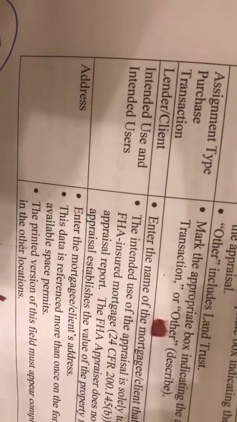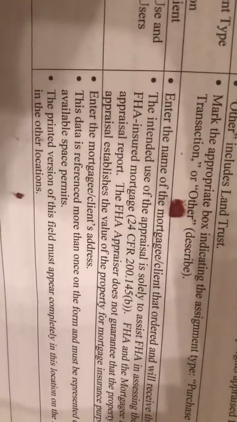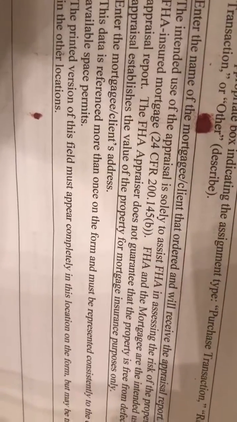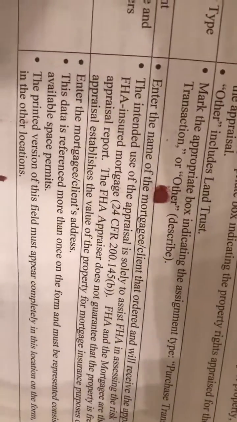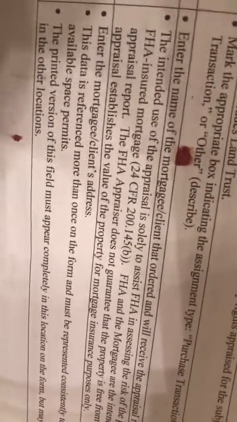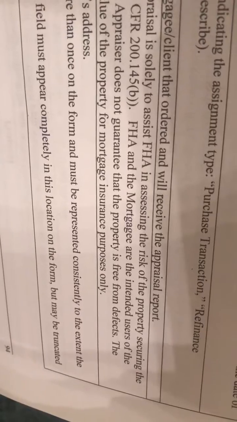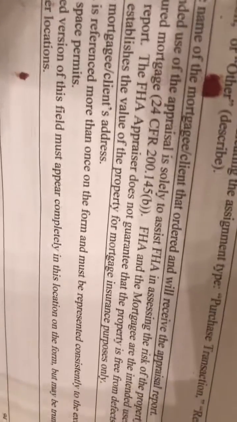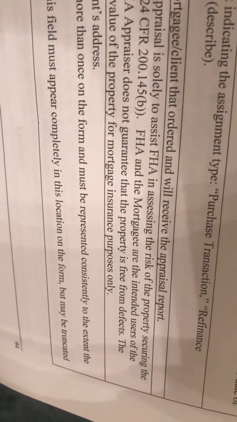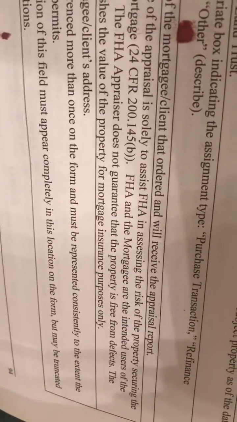Field: intended use and intended users. Protocol: the intended use of the appraisal is solely to assist FHA in assessing the risk of the property securing the FHA insured mortgage. 24 CFR 200.145B. FHA and the mortgagee are the intended users of the appraisal report. The FHA appraiser does not guarantee that the property is free from defects. The appraisal establishes the value of the property for mortgage insurance purposes only.